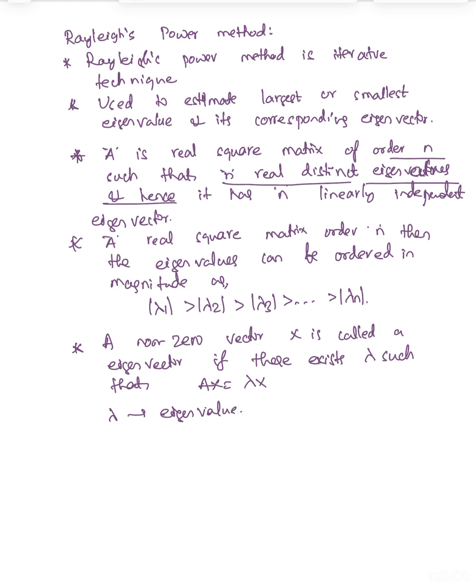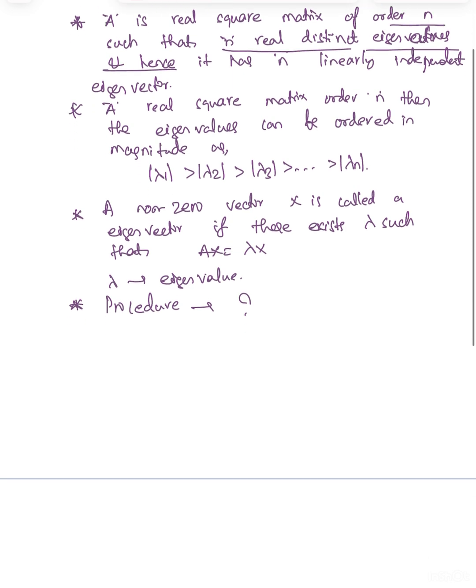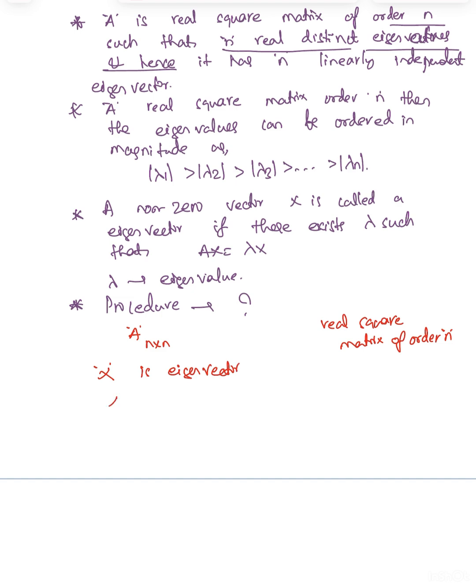Now, what is the procedure for Rayleigh's power method? We will see how to carry it out. We have a real square matrix A of order n. In order to carry out the method, we need an initial guess for the eigenvector. We take x equal to the vector of all ones, of order n by 1. This is the initial approximation for the eigenvector.